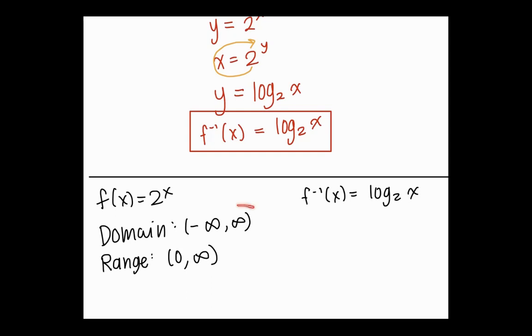How does the domain and range of the inverse relate to the original function? They're flipped. So my range is going to be the domain, and my domain is going to be the range. So the domain of a log is 0 to infinity. We can only plug in positive numbers to a log. We can't plug 0 in. We can't do negative. But my range, we can get any number out that we want. We can find an x value that will give me any y value out.